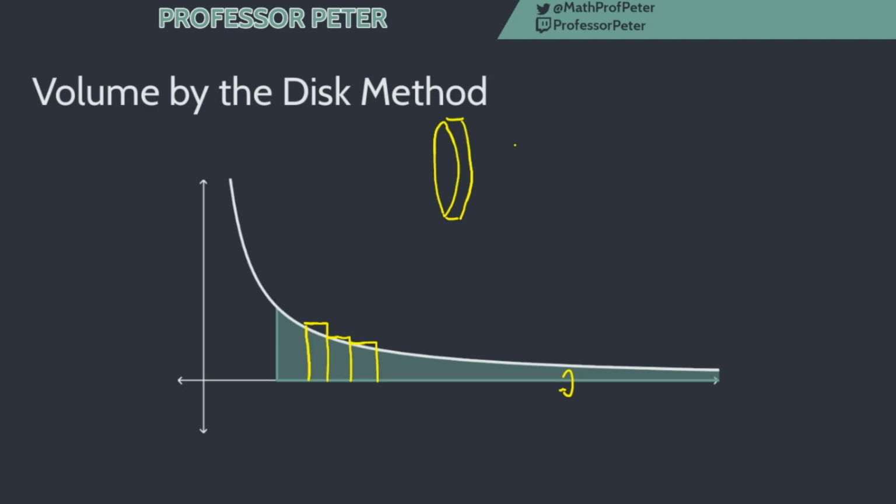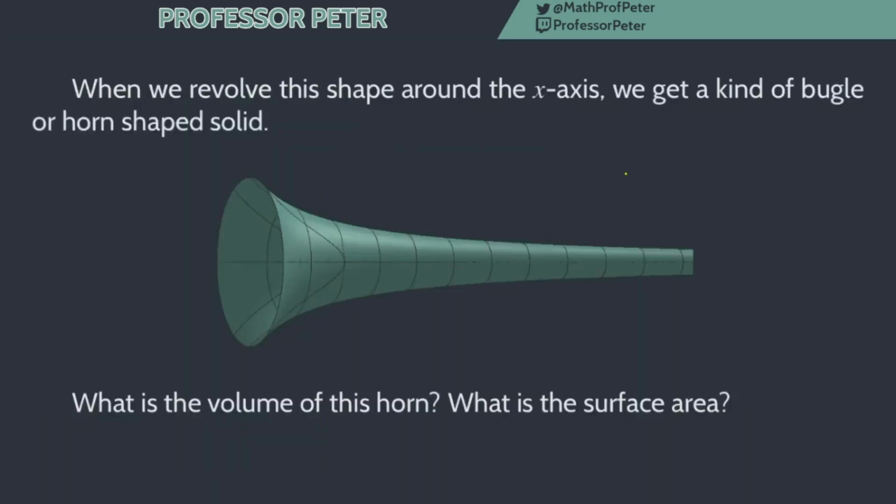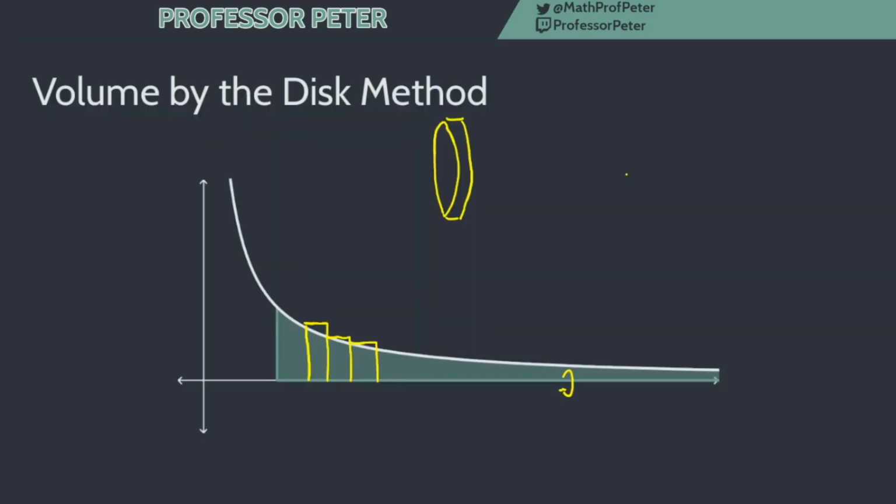So the way that we're going to do this is we're going to try and find the volume of each of these disks and add all of those volumes up. You can imagine a whole bunch of coins of differing sizes stacked next to each other to try and approximate the shape of this horn. And if we can do that, then we'll get a decent approximation of the volume.